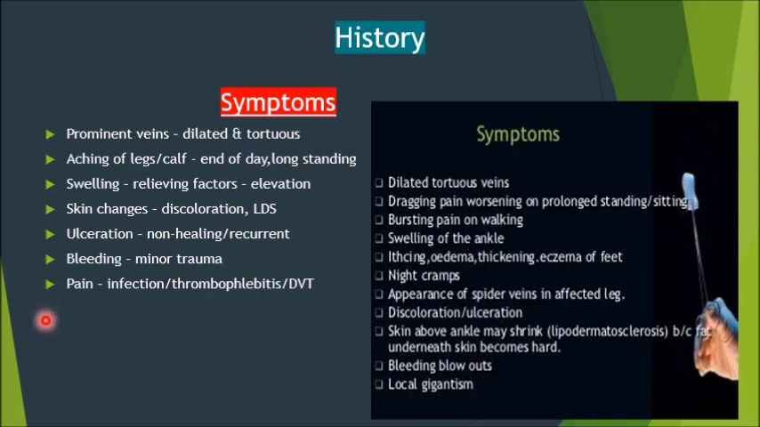Bleeding due to minor trauma, because these engorged veins are very superficially located, and minor trauma can lead to profuse bleeding. And pain is a very important symptom, which usually indicates infection and thrombophlebitis or even DVT. So pain in varicose veins is not a very good sign.